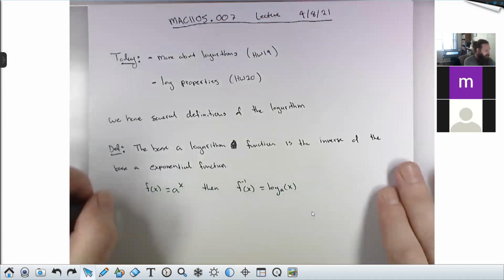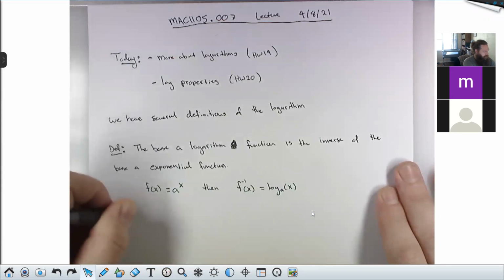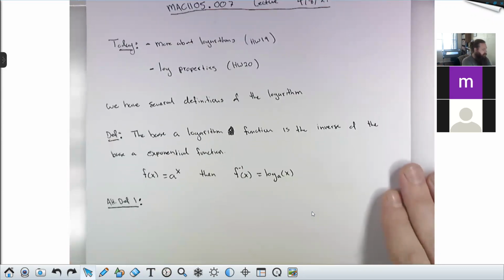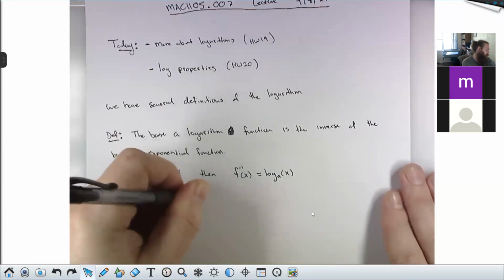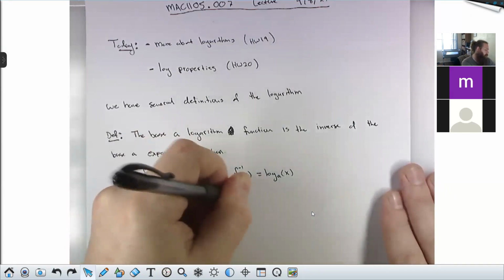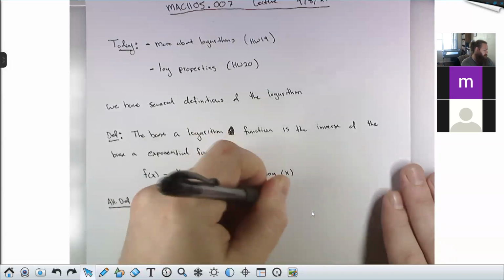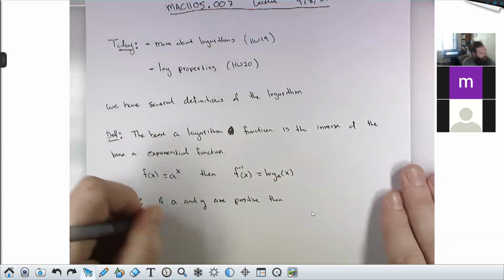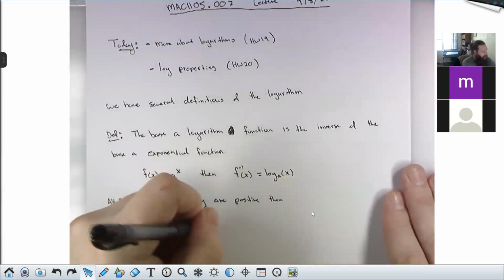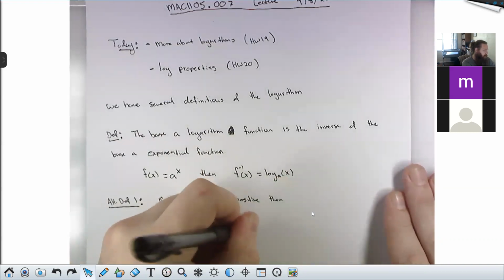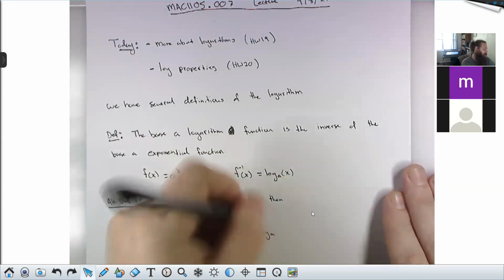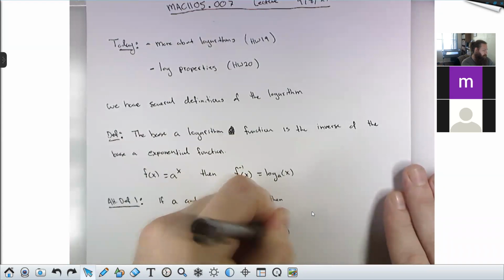The second definition we had, I'm going to give you another definition after this today. The second one, our first alternate definition, was, if a and y are positive numbers, then a to the x equals y is equivalent to saying that x is equal to the base a logarithm of y.